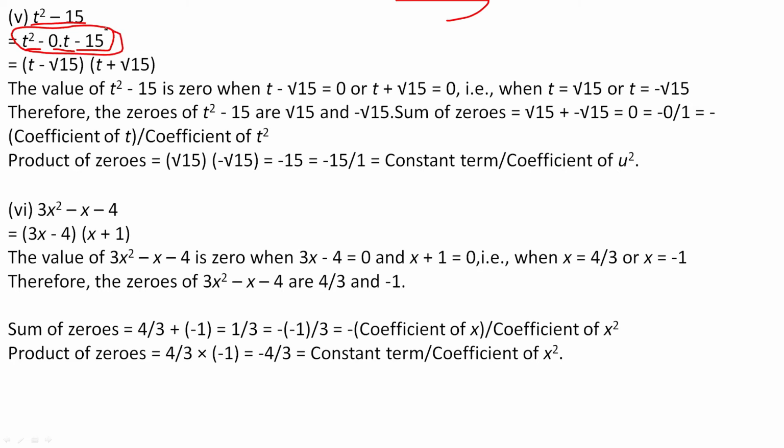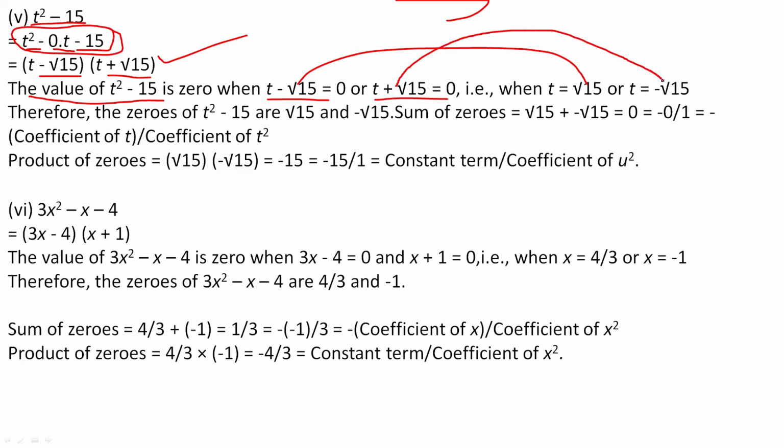So again splitting the middle term, you can apply here t minus root of 15 and t plus root of 15, these two are factors of the given quadratic equation. The value of t square minus 15 is either t minus root of 15 is equal to 0 or t plus root of 15 is equal to 0, that means t is equal to root of 15 and t is equal to minus root of 15.